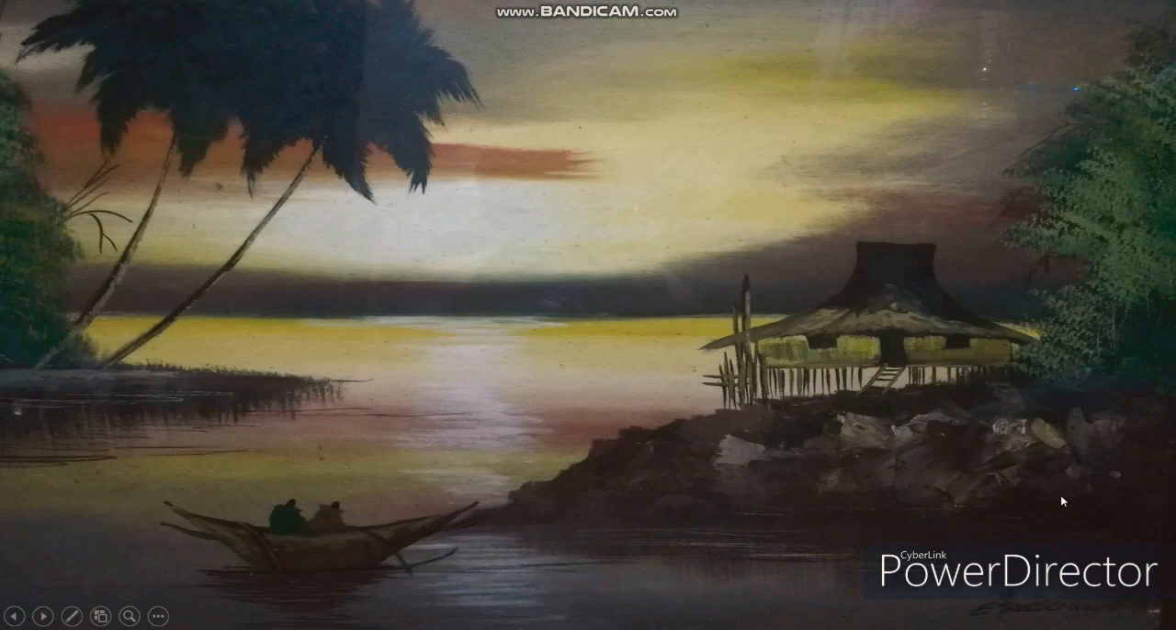The fourth element is the value. We can see that on the bottom part, there is a degree of darkness in the color blue and also the color green on the trees on the left side and on the right side, and the color brown where the cottage stands. The degrees of lightness can be seen in the color yellow in the center and the color green on the left and right side of the painting.